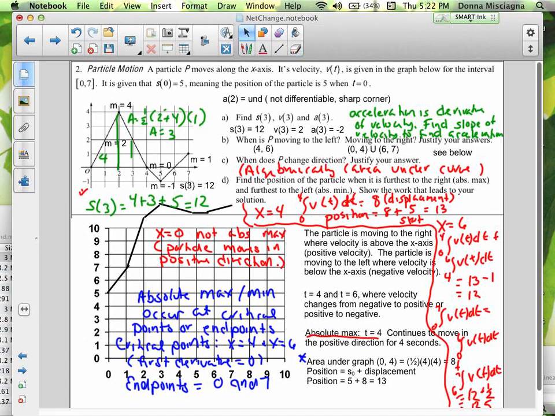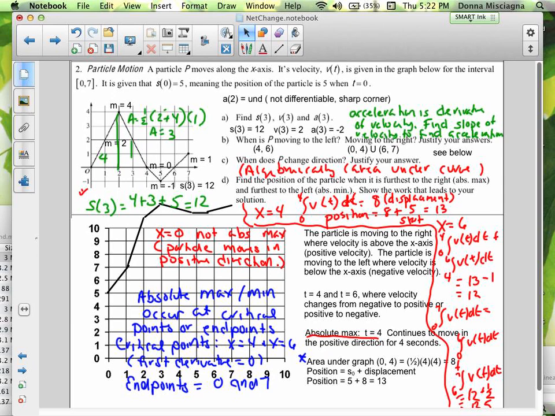All right, so a of 3, that's finding the slope of your velocity. We have a negative slope, and it appears to be about -2, right? If you notice, from 2 all the way to 4, that's a slope of -2. So a of 3 is going to be -2.